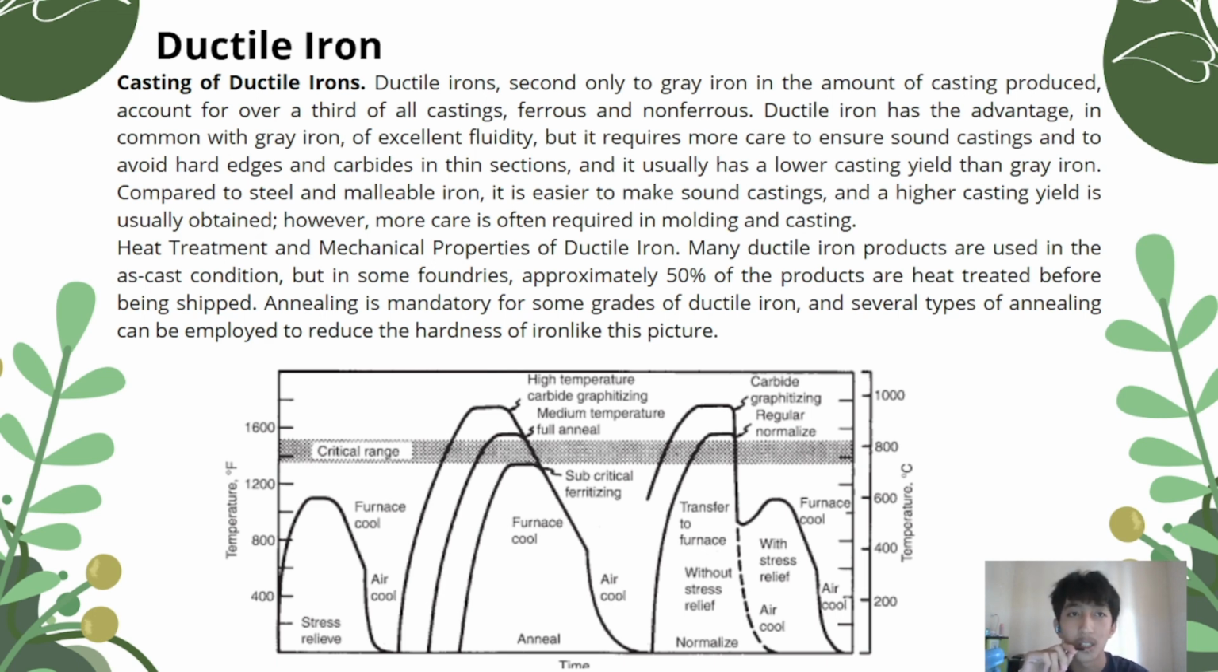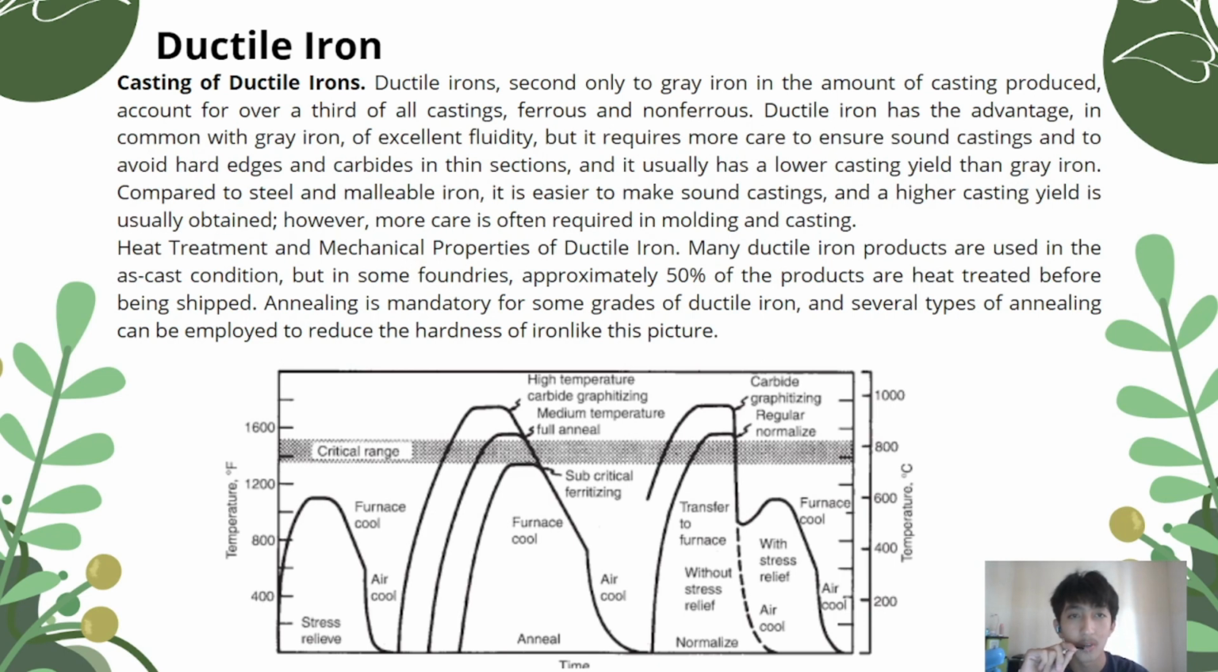Account for over a share of casting, ferrous and non-ferrous. Ductile iron has the advantage, along with gray iron, of excellent fluidity, but it requires more care to ensure cold casting and to avoid hot excess and carbides in this section, and it usually has a lower casting yield than gray iron.